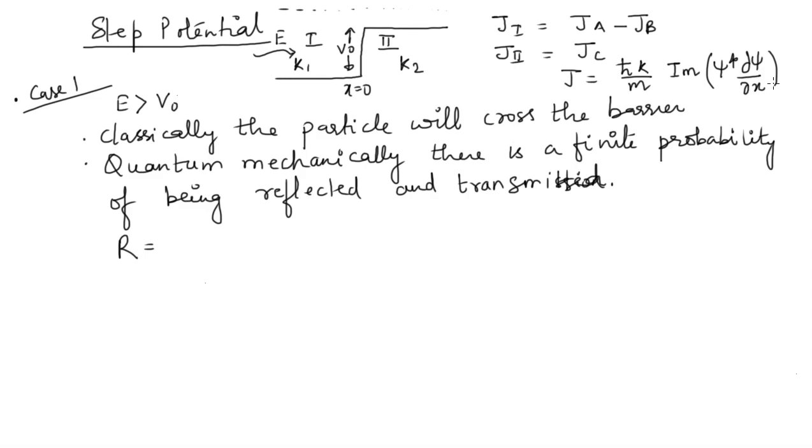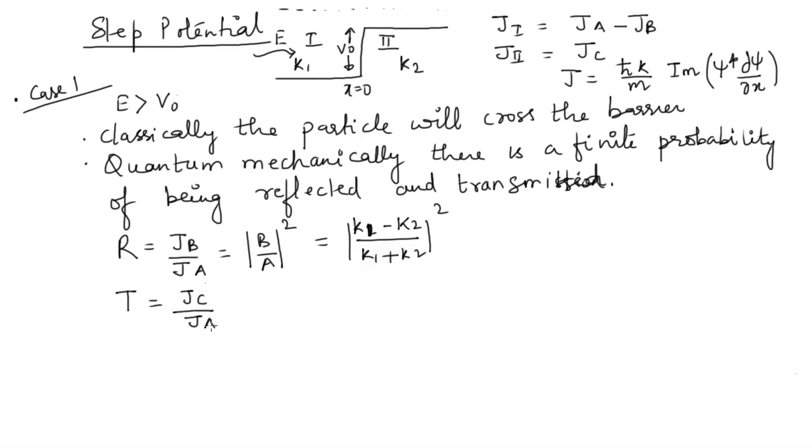Okay, we can calculate the momentum by using this definition. When I calculated the reflection coefficient, it would be JB upon JA. JB and JA are both currents in region 1, so the momentum is the same. So I got this as mod of B by A square, which came out to be, just to remind you, K1 minus K2 upon K1 plus K2 whole square.